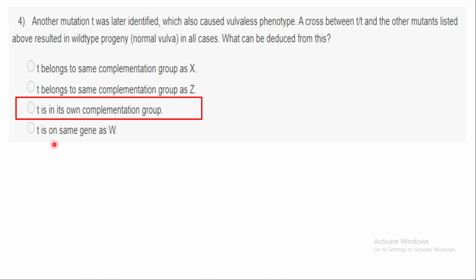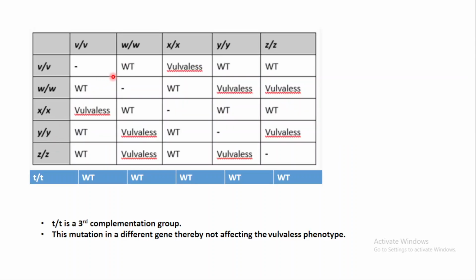T by T is in its own complementation group, and it is a little bit difficult to understand, might be for you guys. I'll explain it again with this table. Here, the earlier table we had, I have added one more column. We have the new mutation here, T by T, and we cross it with all these different mutations. In all the cases we get wild type.